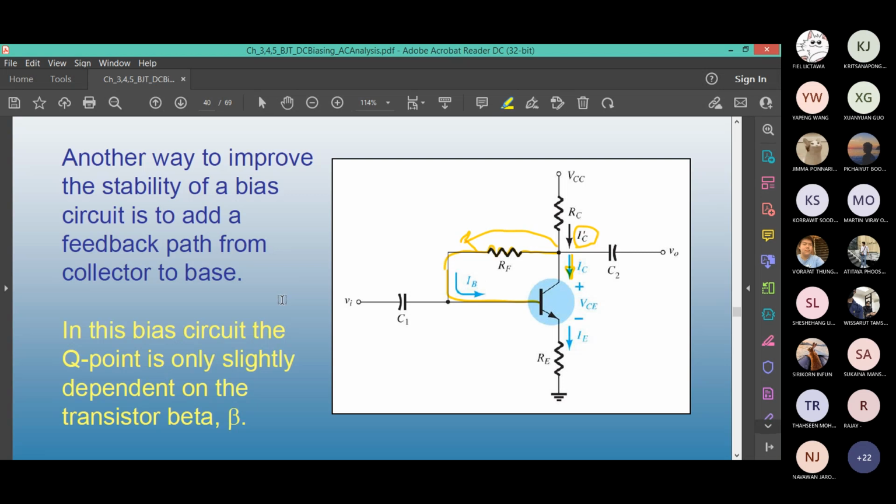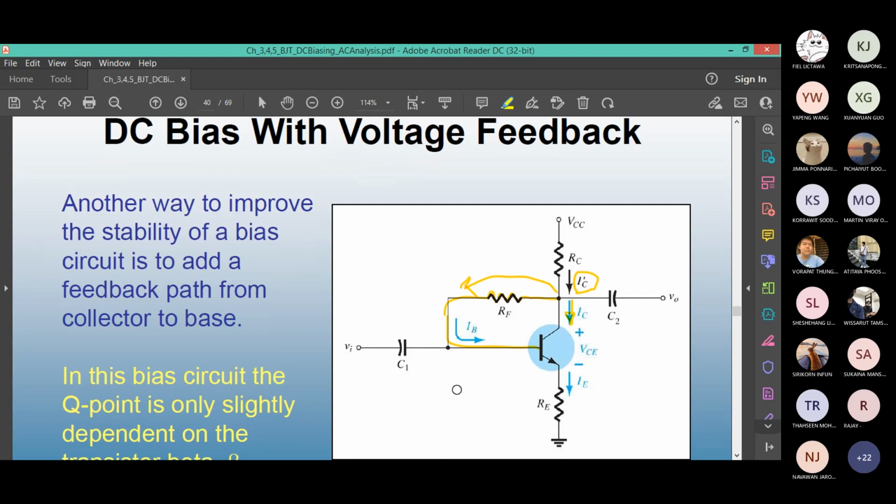If you want to further improve the stability of the circuit, you can take collector terminal, add a feedback resistor, and feed back to base. In this case, the operating point is only slightly depending on the beta. So the output current and voltage swing will be even less. The worst one is fixed bias. The next one is emitter stabilized, slightly better. Voltage divider feedback, much better than emitter stabilized. And this one is also equal or better than the voltage divider.